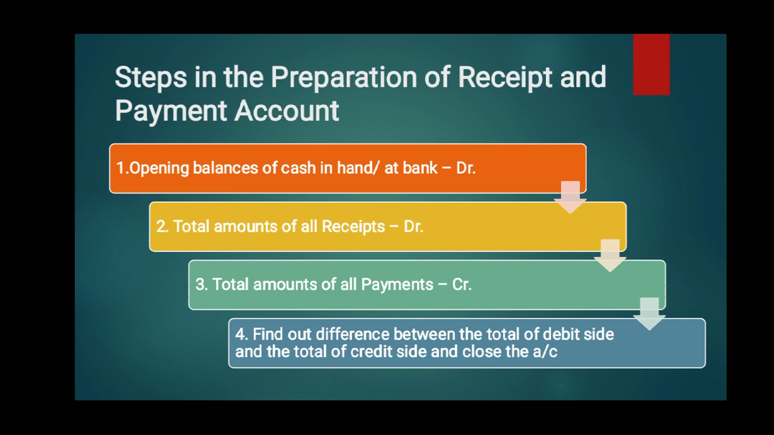So next is steps in the preparation of receipt and payment account. These steps are similar to that of cash book. So first step is that the opening balance of cash in hand and cash at bank is debited. But if the trust has bank overdraft, then it will be credited. Second step is total amount of all receipts is debited. And third, total amount of all payments are credited. And fourth and the last step is find out the difference between both sides, that is debit and credit side, and close the account.